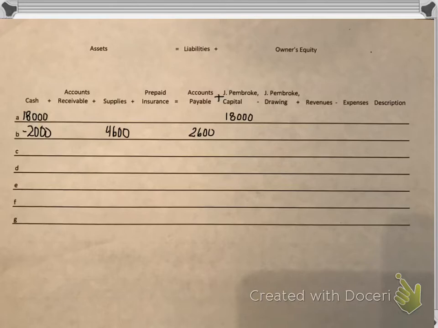So again, I'm not sure on the computer if it's allowing you a line for those balances after each transaction or not, but it's just a good habit to get in, make sure that the accounting equation remains in balance before you move to the next transaction. Because if you wait until you get to the end and then realize that it's not in balance, it's going to be more difficult to determine where you made the mistake.